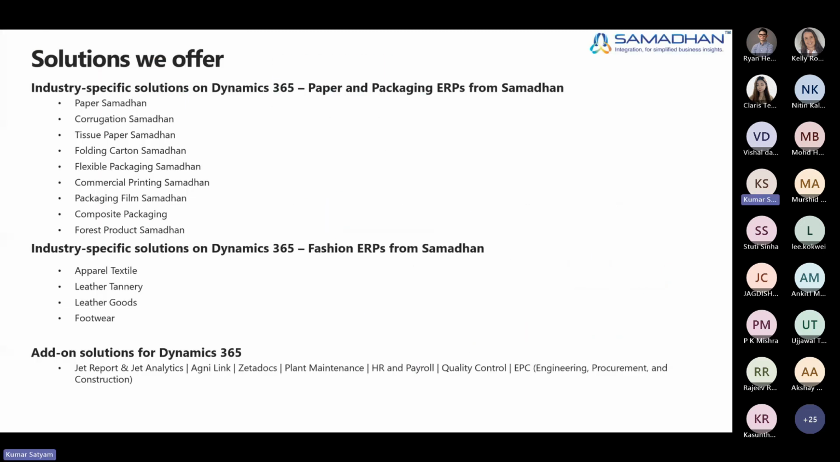This is what I was talking about. The industry-specific solutions that we offer come broadly from the categories of paper and packaging ERPs and fashion ERPs. We have different solutions in paper, corrugation, folding carton, composite packaging, forest product, and other packaging ERPs. And when we talk about fashion ERPs, we are talking about apparel, textile, tannery, leather goods, and so on.